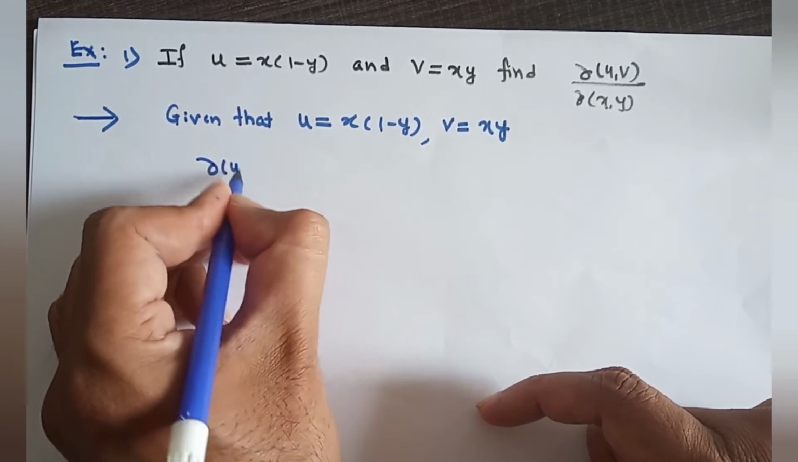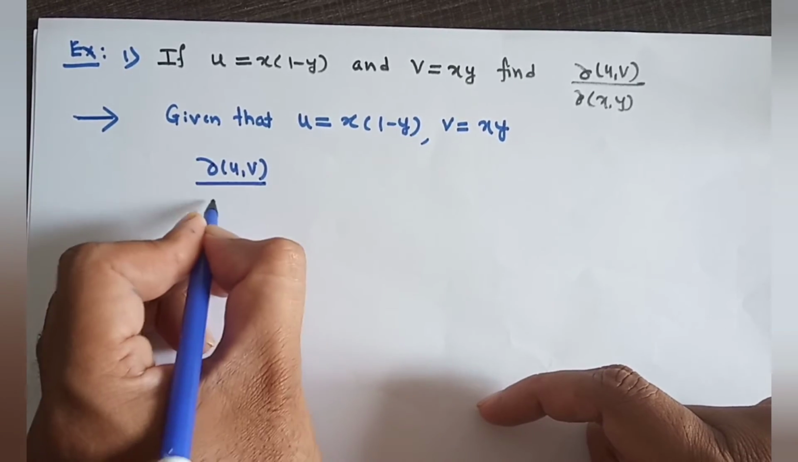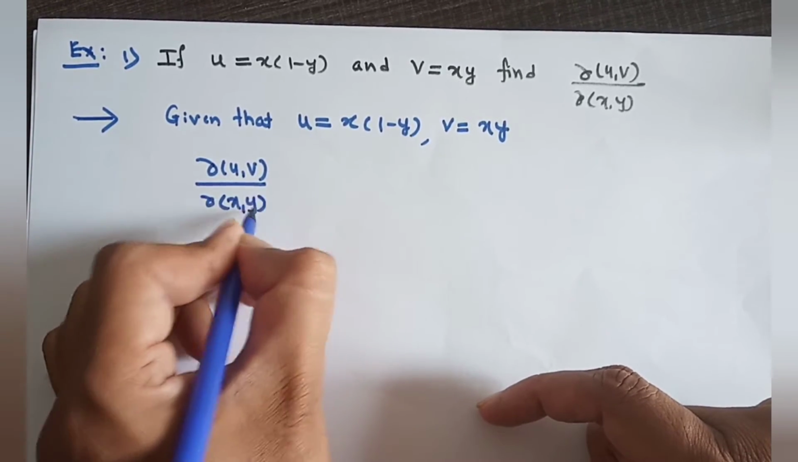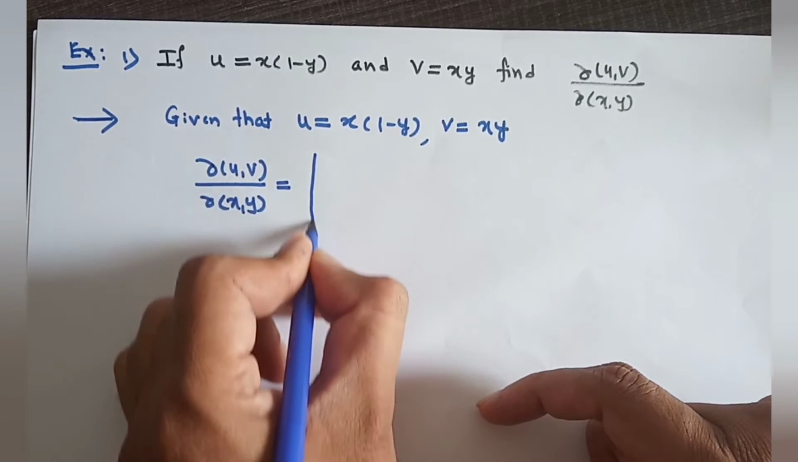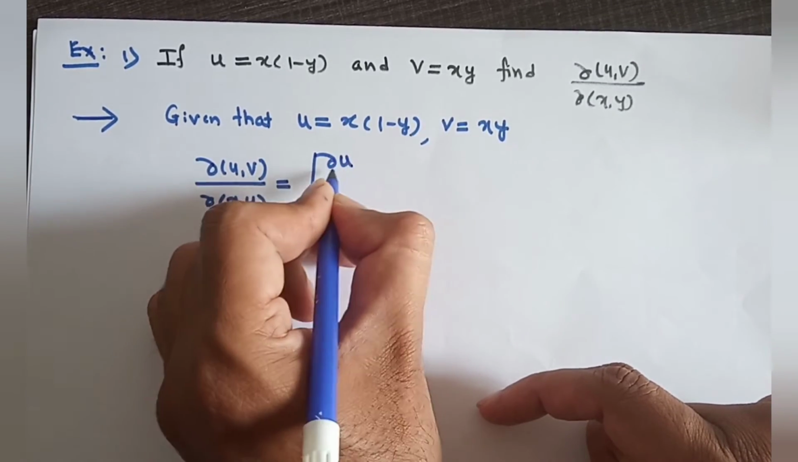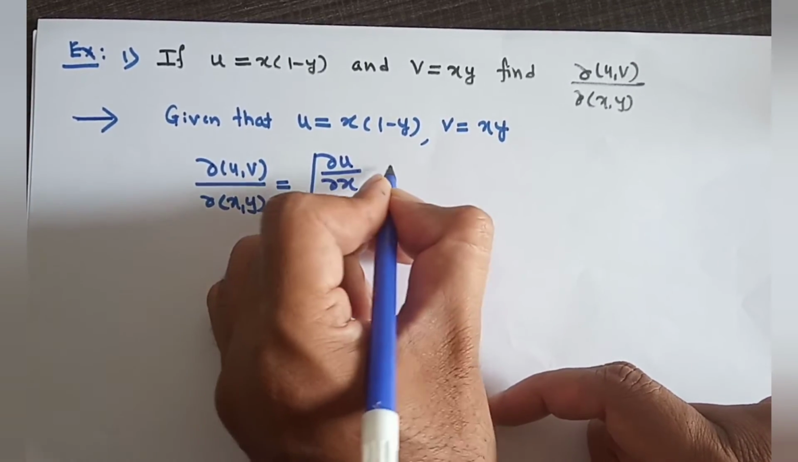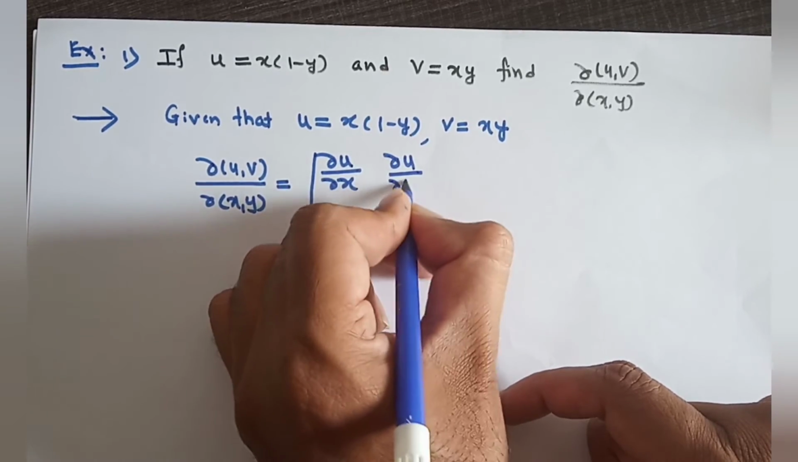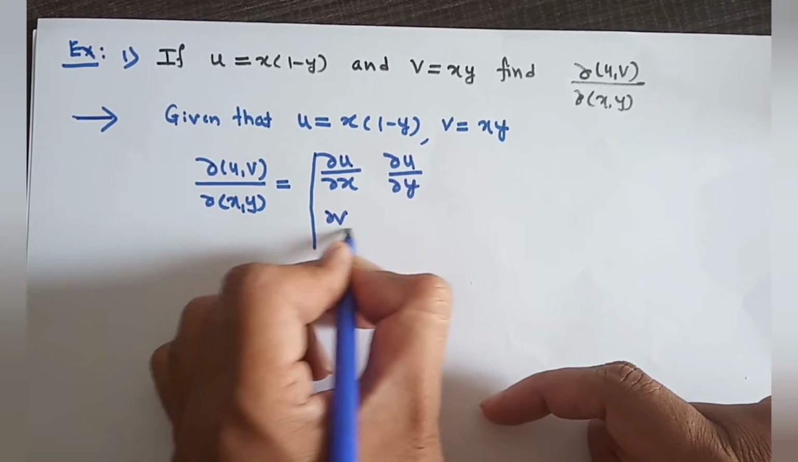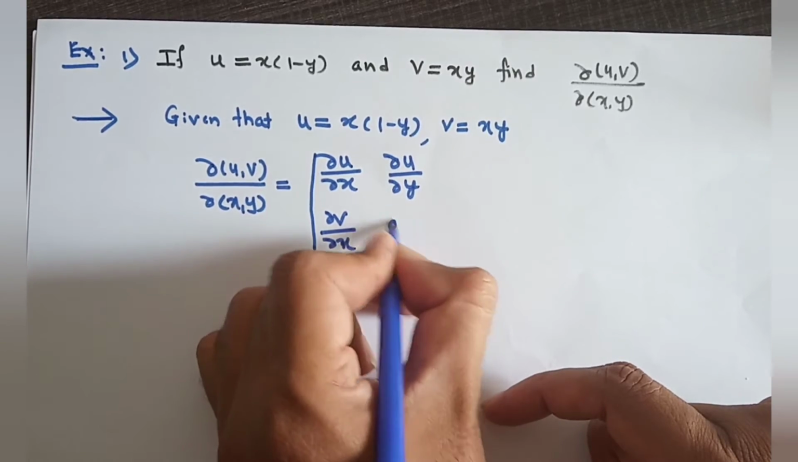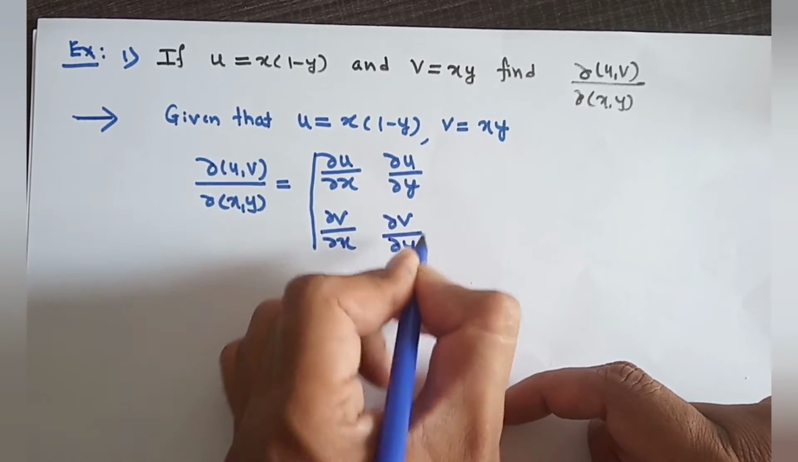So we know that the Jacobian of u, v with respect to x, y is equal to, what is the first row? Partial derivative of u with respect to x, u with respect to y, v with respect to x and v with respect to y.